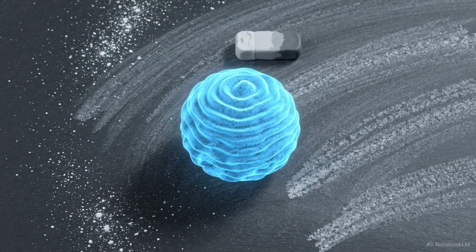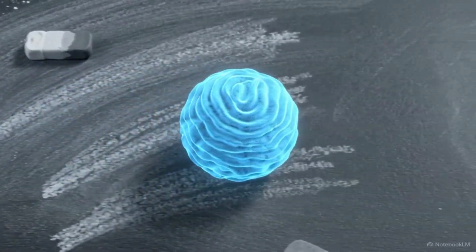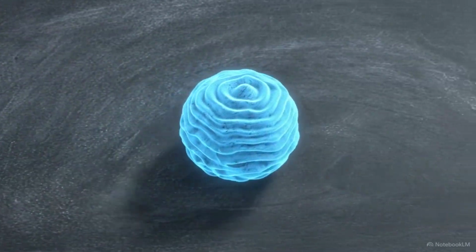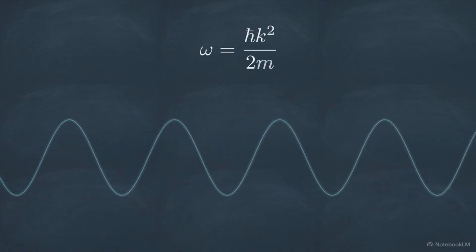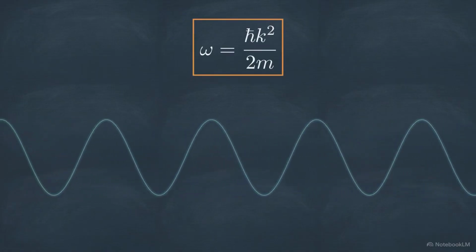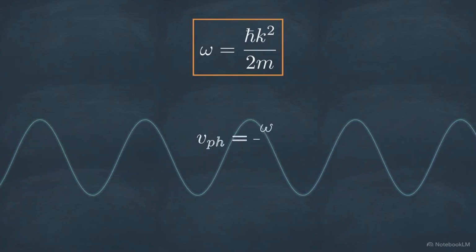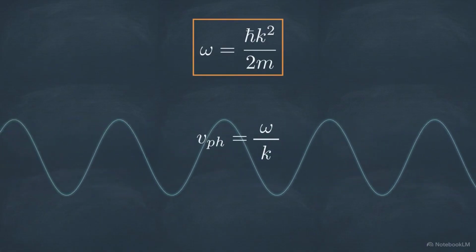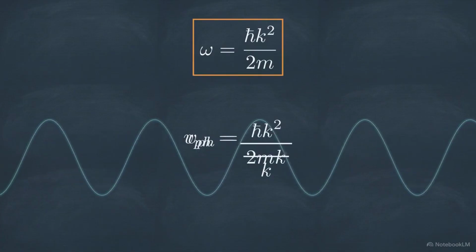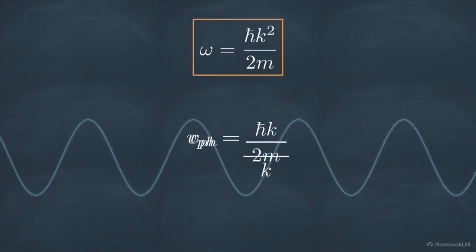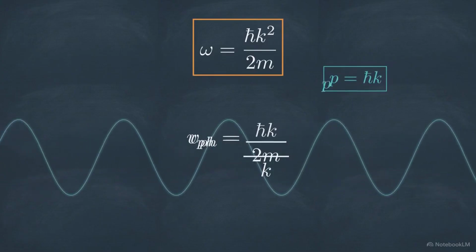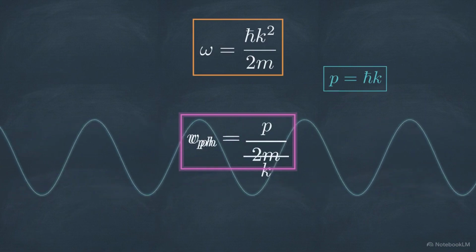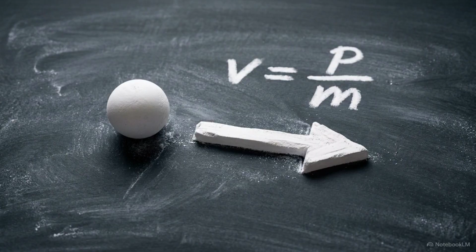With a localized wave packet built, we have to analyze its dynamics, specifically how this constructed object physically moves through empty space over time. The relationship between the wave's frequency and its wavelength is governed by the free particle dispersion relation. Angular frequency, omega, equals hbar times k squared divided by 2m. From this, we define the phase velocity. This is the speed at which the individual internal wave crests travel, calculated simply by dividing omega by k. When we substitute our dispersion relation into that formula, the phase velocity reduces to momentum divided by 2 times the mass. This exposes a glaring paradox.